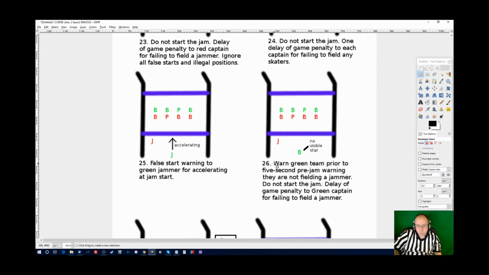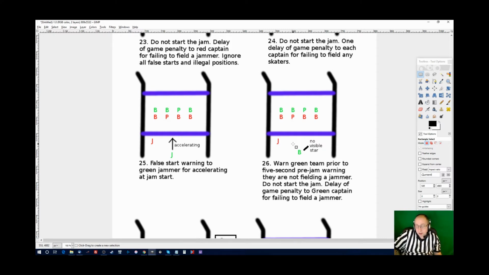26. Warn the green team prior to the 5-second pre-jam warning they are not fielding a jammer. Because, again, if they have no visible star, they're a blocker. And I don't mean no visible star in terms of they clearly have the helmet cover in their hand, but just the star you can't see too well. It doesn't matter. We'll accept it in that case. You can warn them between jams to show the star, and they just have to reveal it.